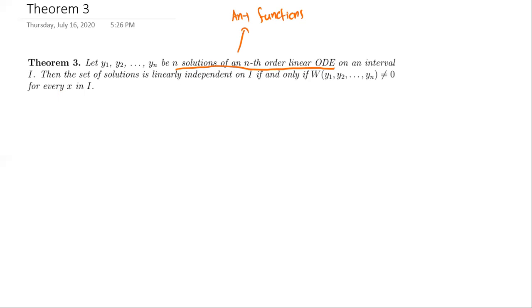So reading it more generally, let y1, y2 up to yn be n functions on an interval I. Then the set of solutions or functions is linearly independent on this interval I if and only if the Wronskian of these functions is not equal to 0 for all x in I. And that's it.